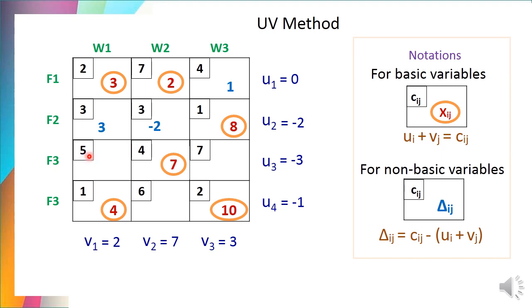Here it is 5 minus 2 plus minus 3. So that is nothing but 5 plus 1. It is nothing but 6. Here it is 7 minus 3 minus 3. That is nothing but 7 itself. Here it is 6 minus 7 plus minus 1. So it is nothing but 0.